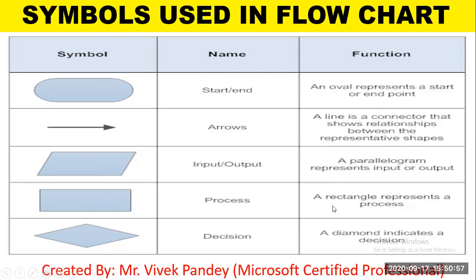Process. A rectangle represents a process. Decision. A diamond indicates a decision. So these are the various symbols used in flowchart.